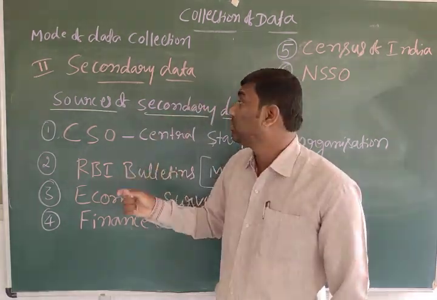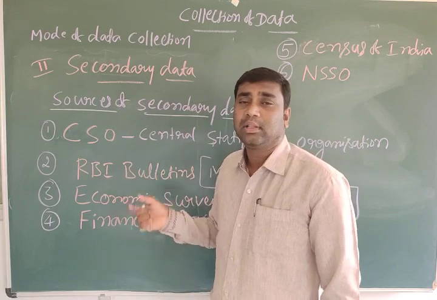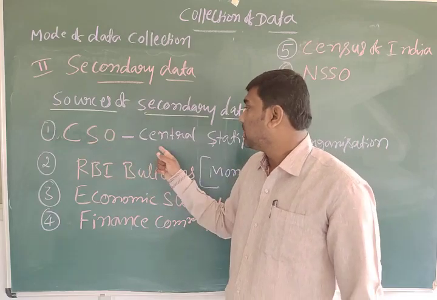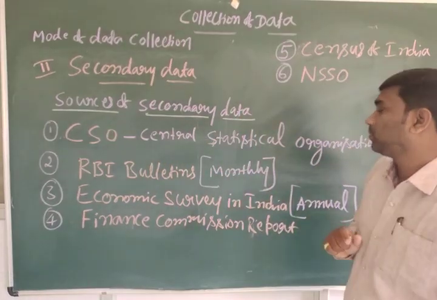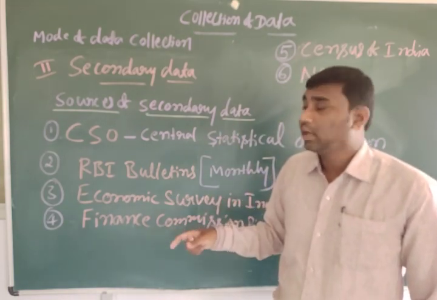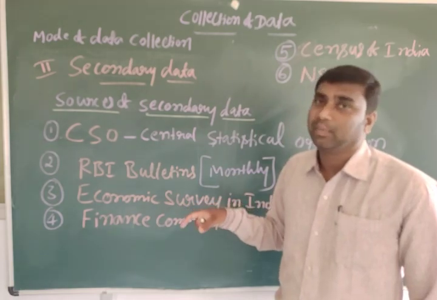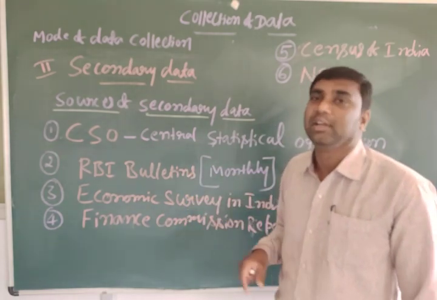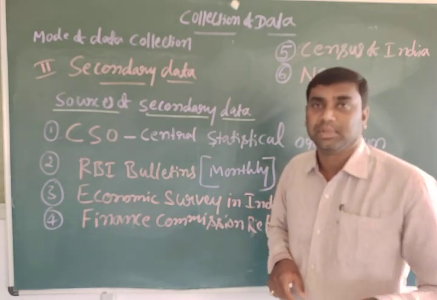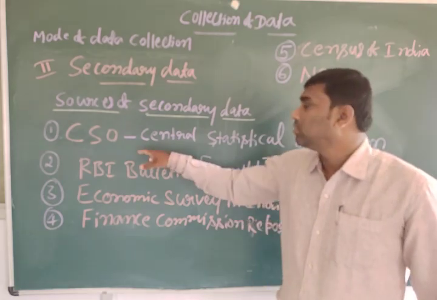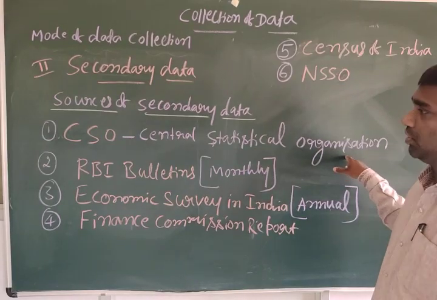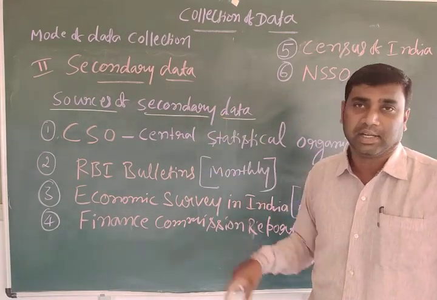There are many sources of secondary data. What are the sources of secondary data? First one, CSO, the Central Statistical Organization. It is also one of the committees or commissions. Its purpose is to collect and publish information about any particular topic or subject, about the government. It is one of the most important organizations, and one of the sources of secondary data.